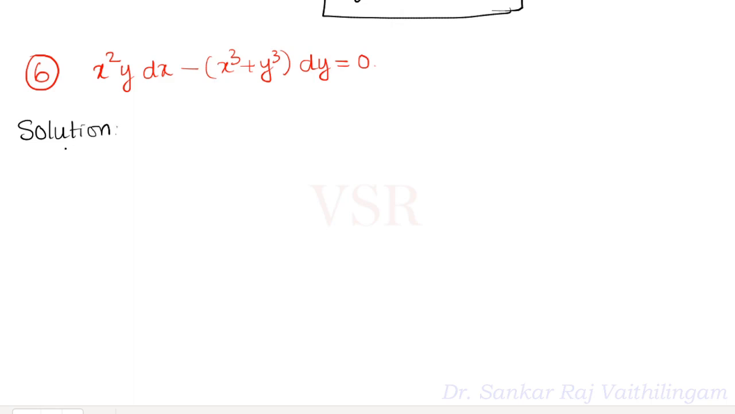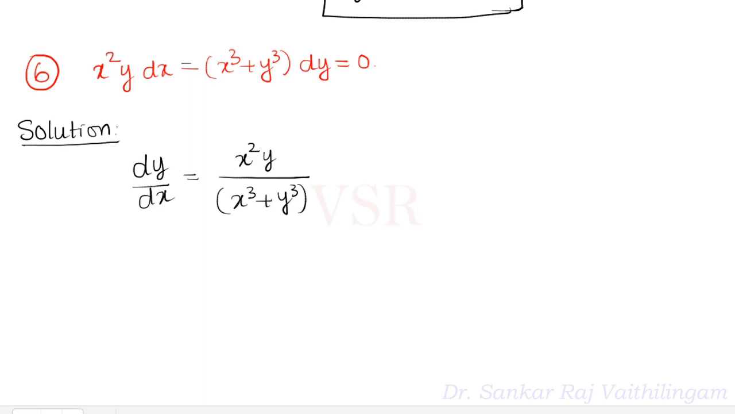So what I do is, take this to the other side. So anyway, we will have this is dy by dx, that is this is equal to... So dy by dx is equal to this divided by this. So we will have this is equal to x square y divided by x cube plus y cube. Correct?